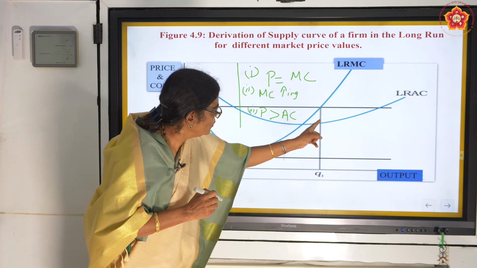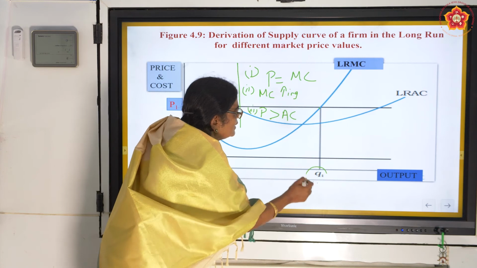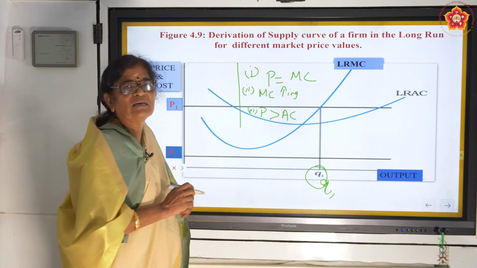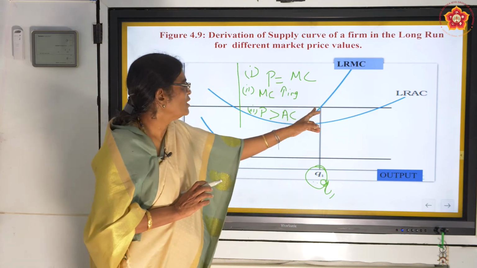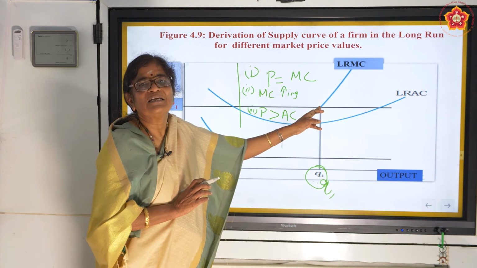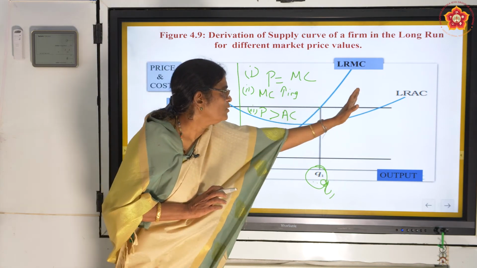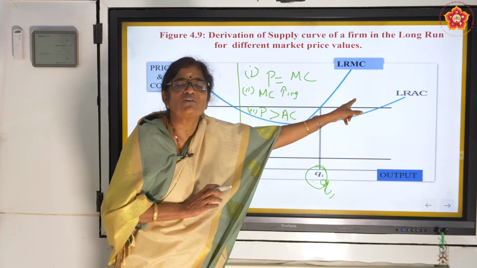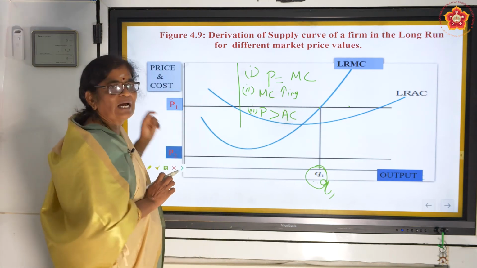If you extend that point to the x-axis, the level of output here, Q1, is the profit maximizing level of output. Not only that, in the long run the firm is in equilibrium here, because it has reached the maximum level of output. If you go beyond, what will happen? MC is greater than price. It will be a loss to the firm. Therefore, the firm will stop here. That is the maximum level of output. I hope you have understood.